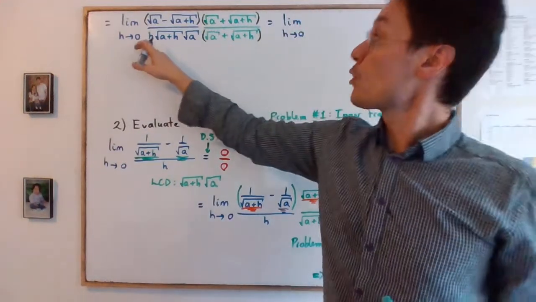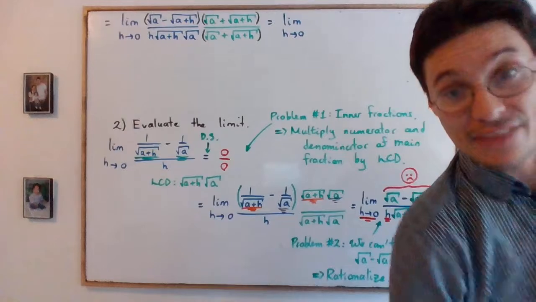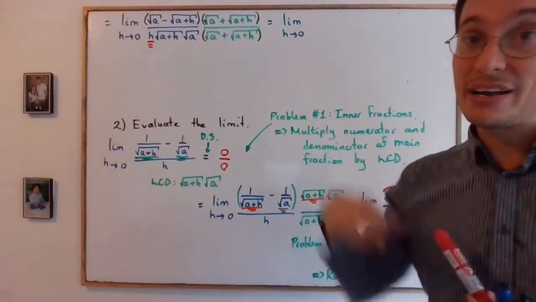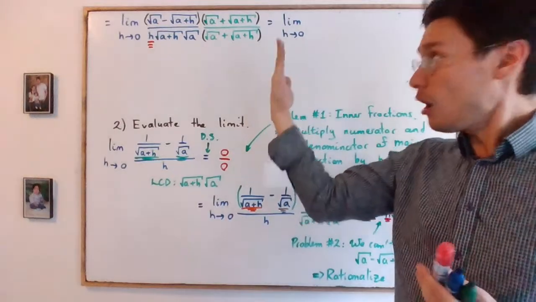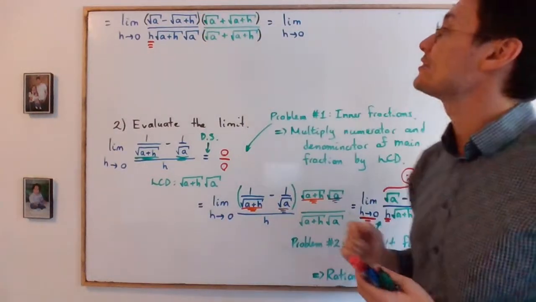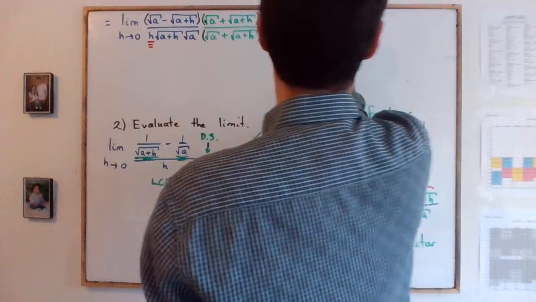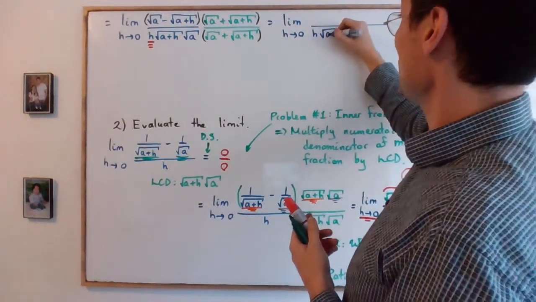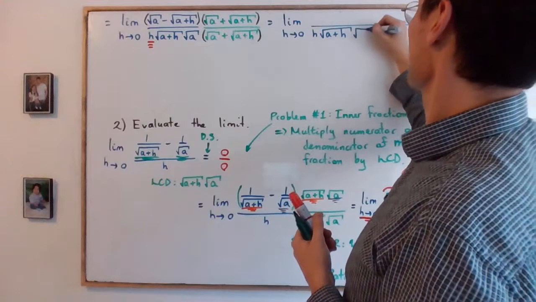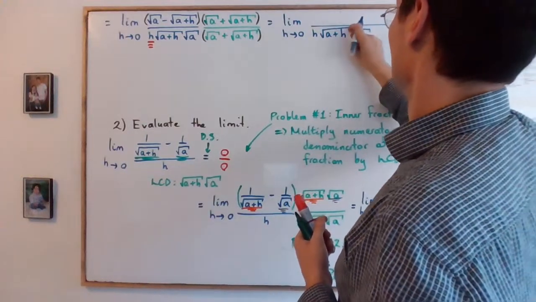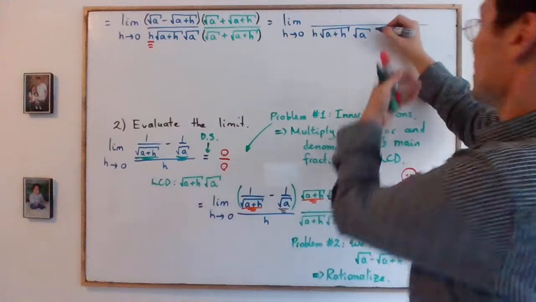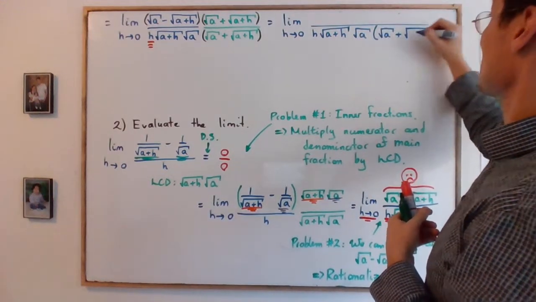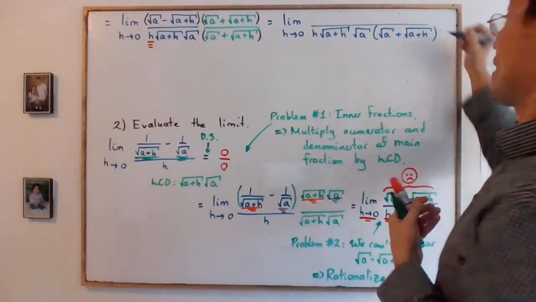At the bottom, we're not doing anything. And the reason is because we already have the problematic factor. So we want to cancel something with it. So all of our work is going to happen at the top. So at the bottom, we can already write the result. We're going to have h times the square root of a plus h times the square root of a. And then we also have the square root of a plus the square root of a plus h. So we also have that.